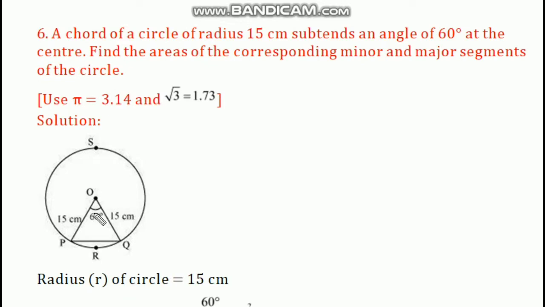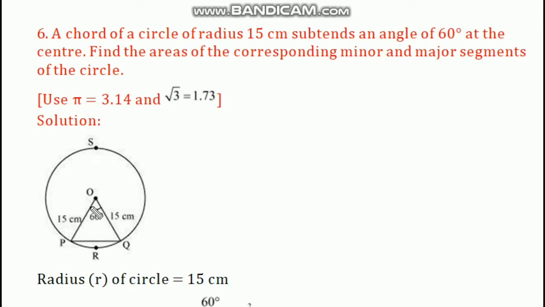Okay, here the subtended angle is 60 degree. Here we need to find out the major segment and minor segment. So the radius of circle is 15 centimeter. So here first we need to find out the sector, the area of sector OPRQ.